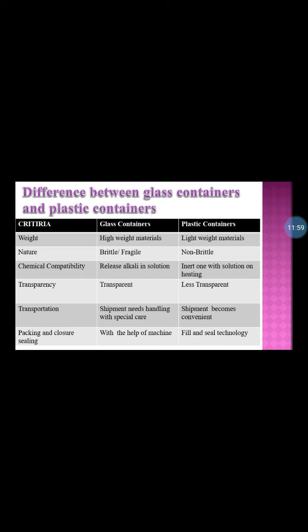Now see transportation. For glass containers, the shipment needs handling with special care, but for plastic containers, shipment becomes convenient. For packing and closure, sealing for glass containers is done with the help of a machine, and for plastic containers by using fill and seal technology.